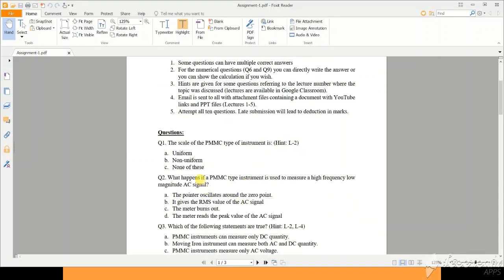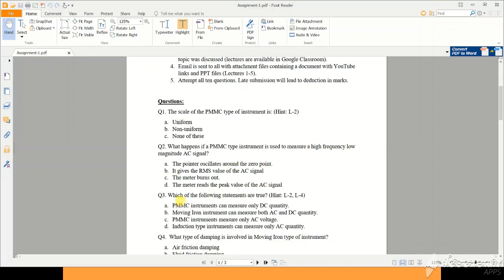Question number 2: what happens if a PMMC type instrument is used to measure a high frequency, low magnitude AC signal? The answer is A, the pointer oscillates around the zero point. It is a high frequency signal, and PMMC measures DC, so it cannot catch up with the frequency of the AC signal. I have written low magnitude because if a high magnitude AC or DC is passed, then the meter may burn.